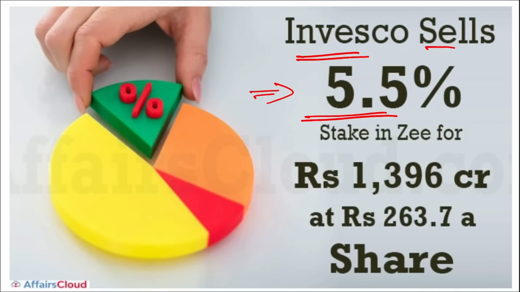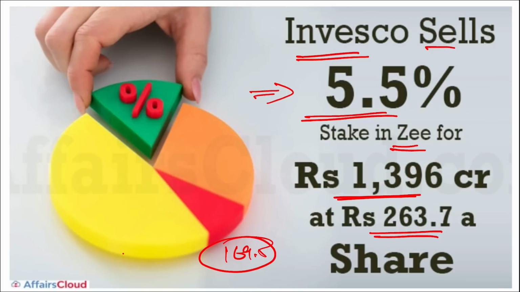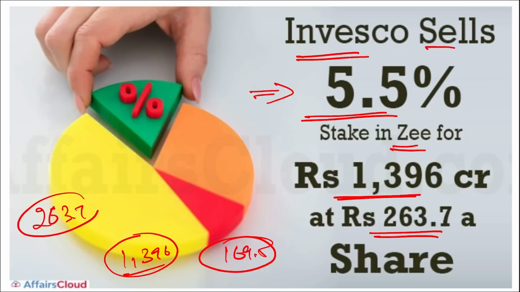Next is Invesco sold their 5.5% stake in Zee for 1,396 crore rupees at 263.7 rupees a share. I repeat, Invesco has sold their 5.5% stake in Zee Entertainment for what amount? You can say $169.5 million or 1,396 crore rupees, for 263.7 rupees a share. That means for this price per share, they have sold the 5.5% stake for 1,396 crore rupees. Highly important.